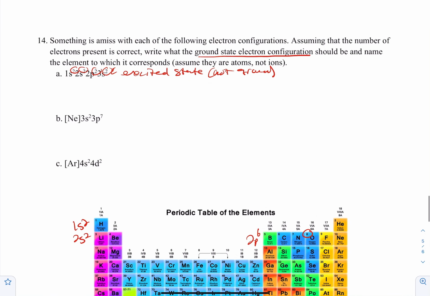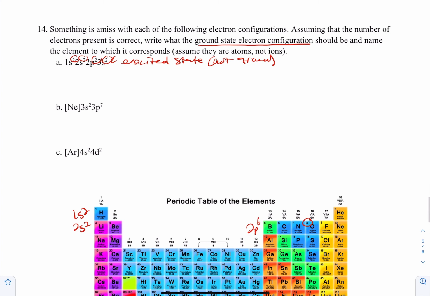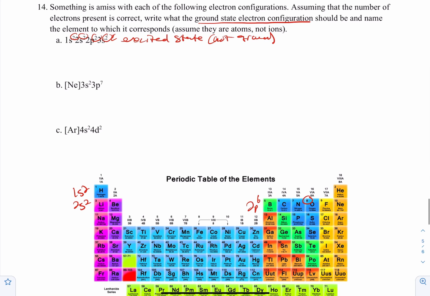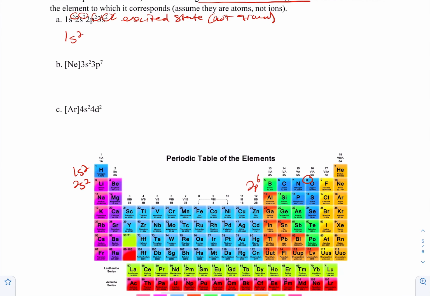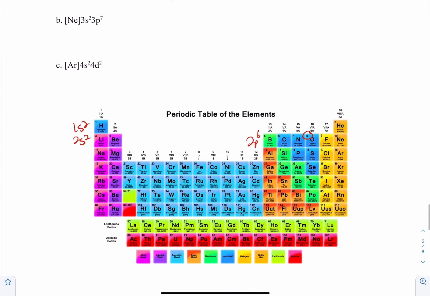Okay, so here's the correct ground configuration: 1s2, 2s2, 2p, and then we've got the two from the original 2p, and then the 2 from the 3s. So that should be 2p4, and this would be for oxygen. Oxygen. All right, so letter B, we got neon, 3s2, 3p7.